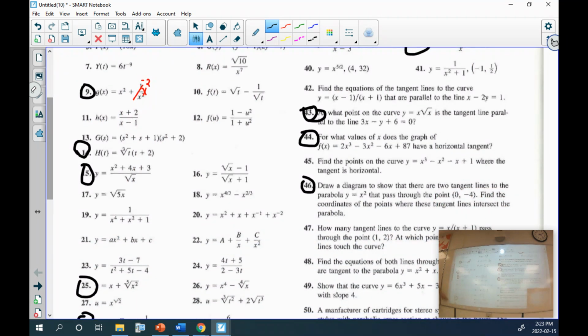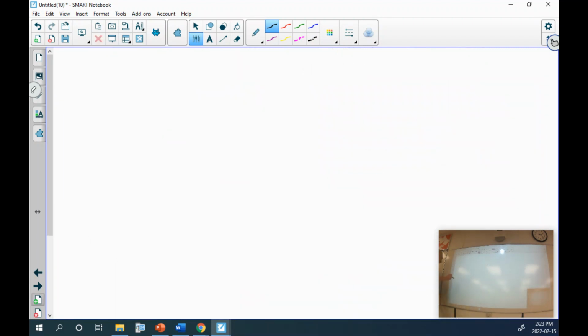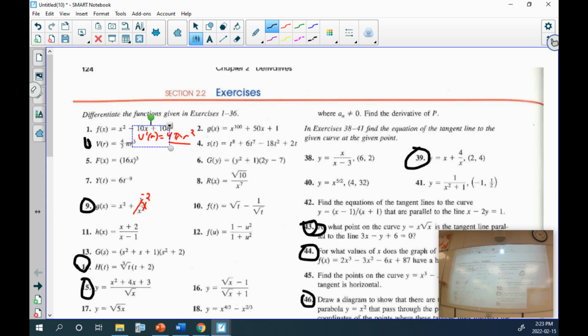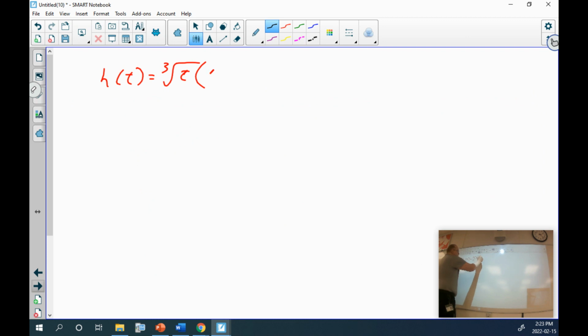What would we want to do with this one? Cube root of t. I know going back and forth is very annoying, but we'll just use t for now. Before you take the derivative here, there are other ways, but we do have the ability to take this derivative. What do you think you want to do first?